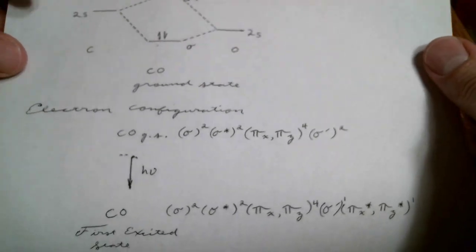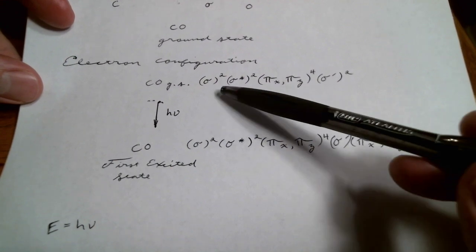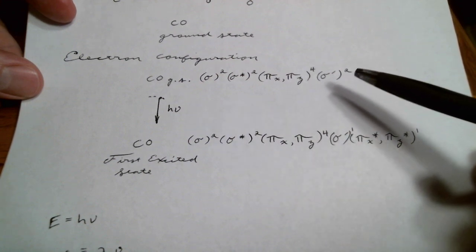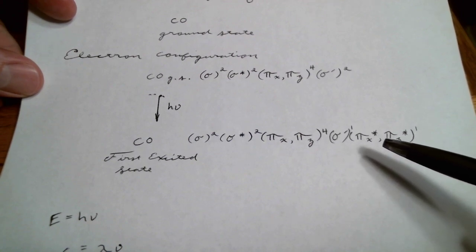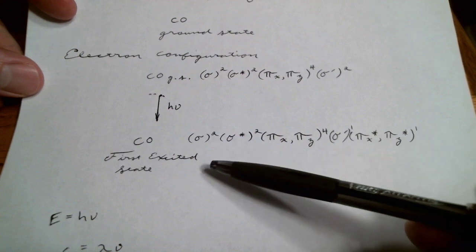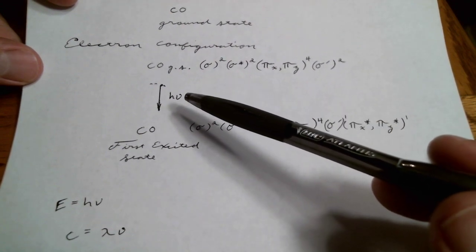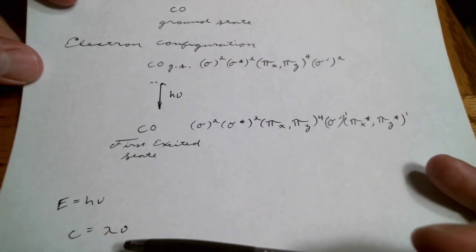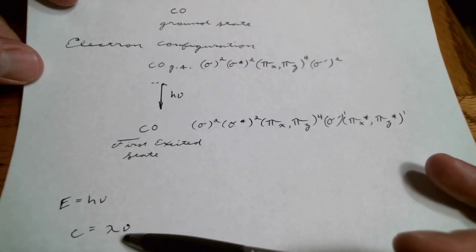And so what I'm saying is the electron configuration in the ground state can be written or symbolized like this without drawing your diagram. Maybe a photon comes along and promotes one of the two electrons in the sigma prime molecular orbital up to the pi x star pi y star set of degenerate molecular orbitals, and that would be carbon monoxide in the first excited state. We symbolize energy corresponding to a photon of light as h nu. We know the energy equals h nu, Planck's constant times the frequency.